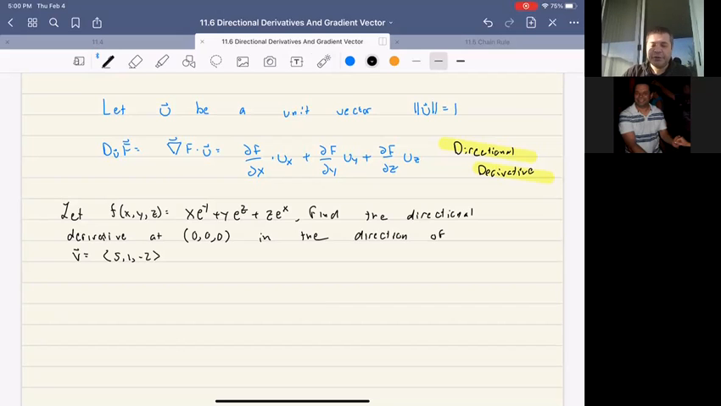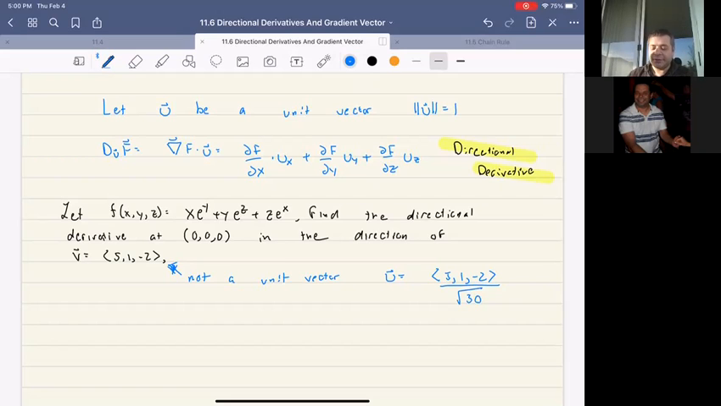Okay, so now the first thing, this is not a unit vector. So let's go ahead and write the unit vector. So our u will be that same 5, 1, negative 2, but now divided by the square root of 30.